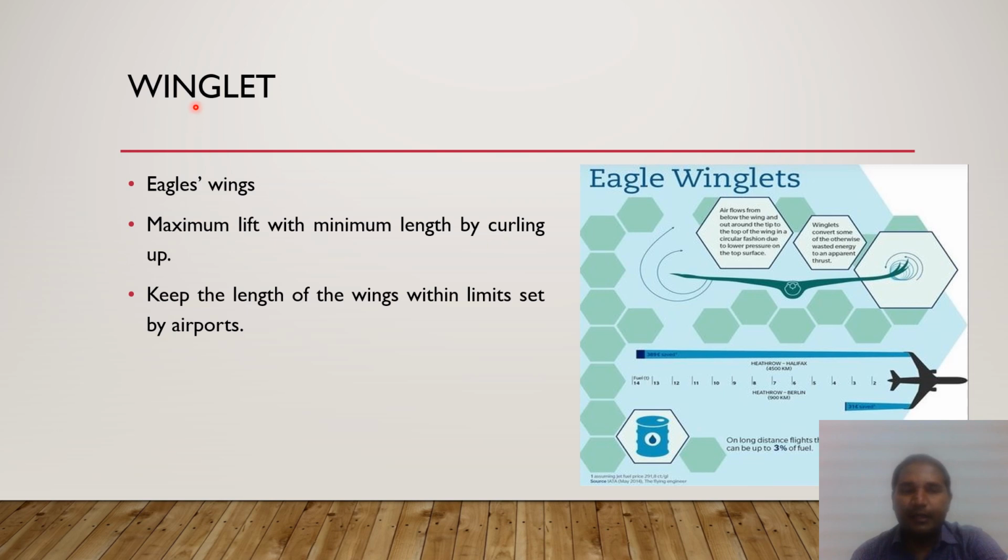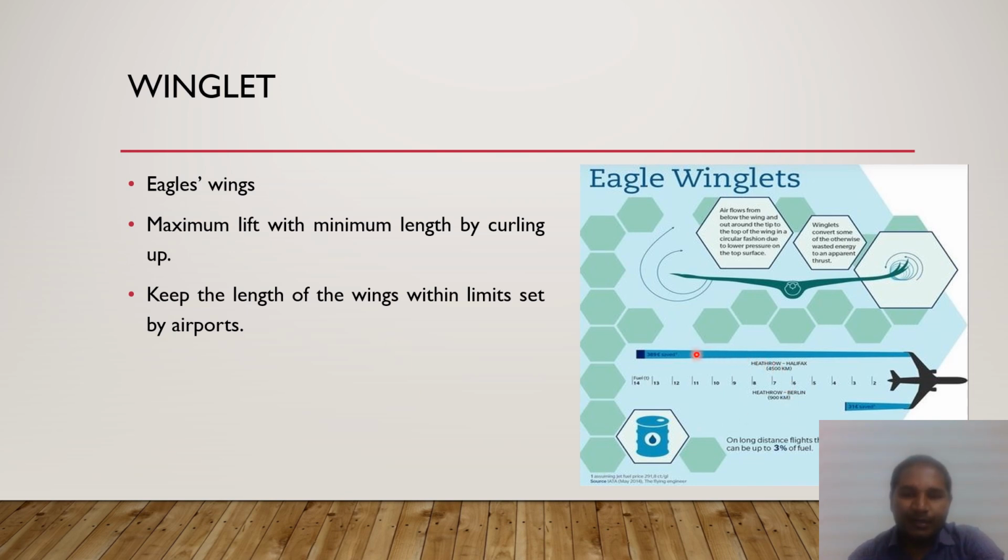This curling up is the winglet concept which has been applied onto the Boeing aircraft. Although we are going to add an extra structure additional to the main wingspan, still the length of the wings should be kept within the limits set by the airports. For example, Airbus 380 has a wingspan of 80 meters, and Airbus 320 has a wingspan of around 36 meters, and this should not be violated. So this limit should be kept as per the specifications, because the parking area and the runway area on the airports are designed based on these things.